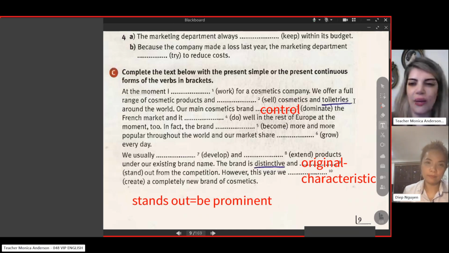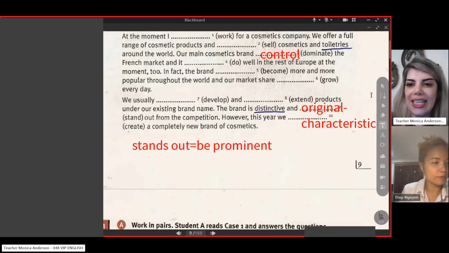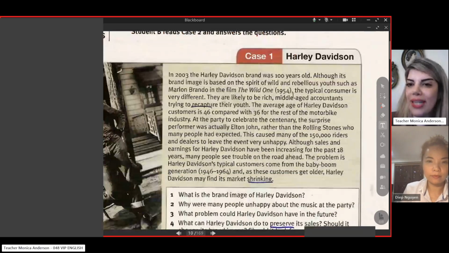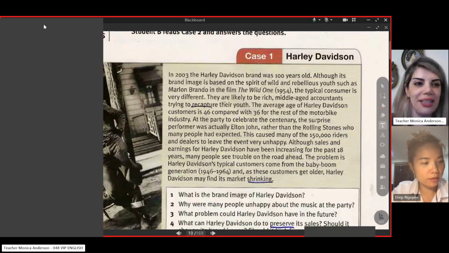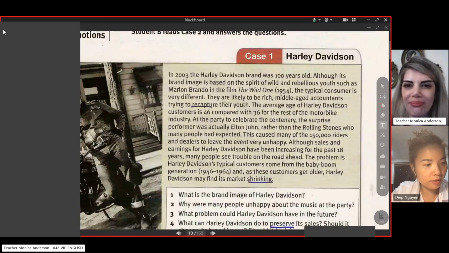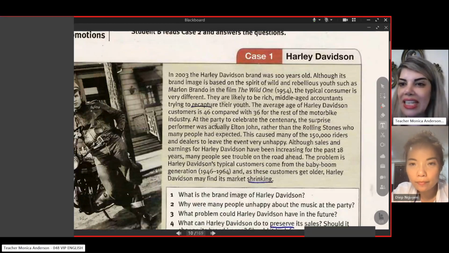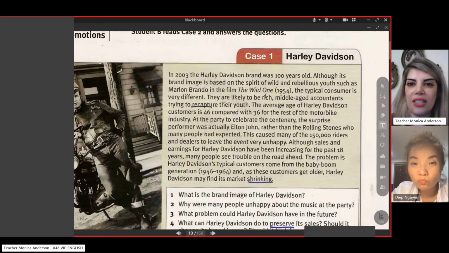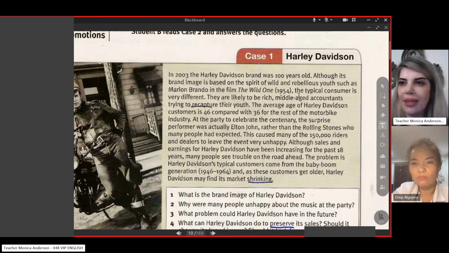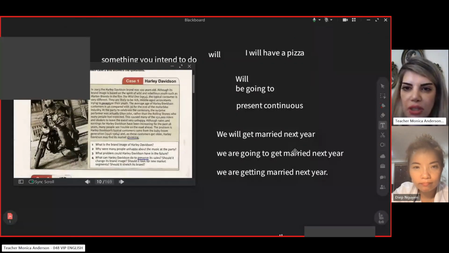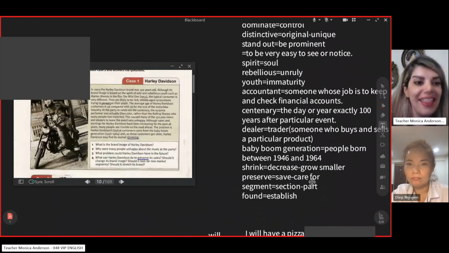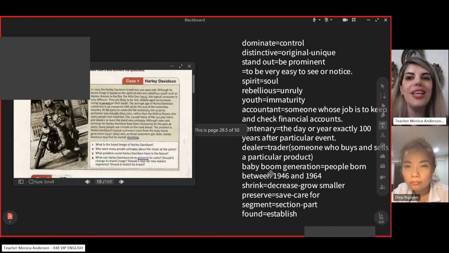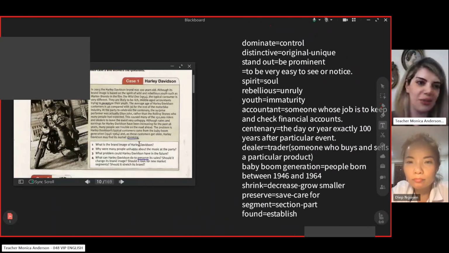Okay. Well, we have a reading section here again about Harley Davidson. So let's talk about it. Just before we read this part, I wrote some vocabulary, some words on the board for you. So let me show you. Let's talk about these words. Then, considering these words, you need to read the text and answer the questions, okay?